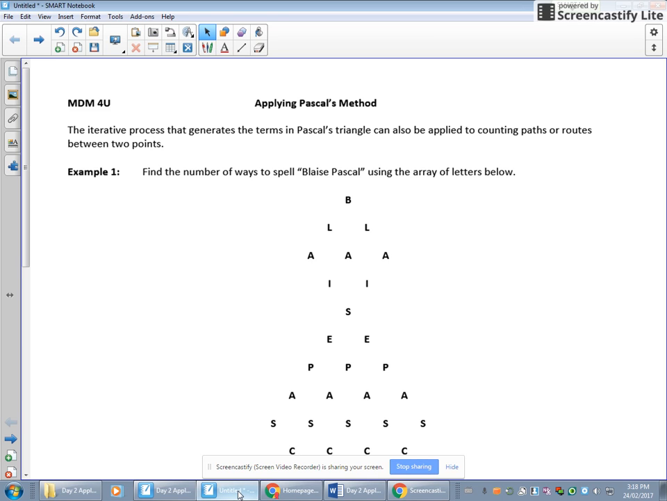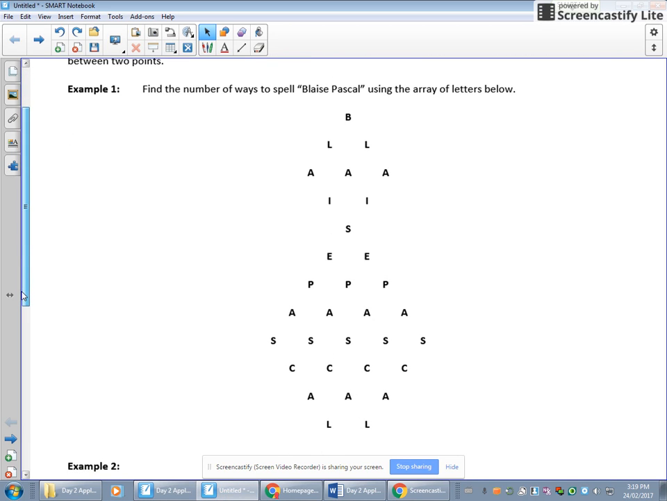All right, so today we're going to be looking at applying Pascal's method. The iterative process that generates the terms in Pascal's triangle can also be applied to counting paths or routes between 2 points. So this has implications for mapping software, trying to find the most efficient route to get to a location. So we're going to imagine this sort of made-up situation where we've got an array of letters.